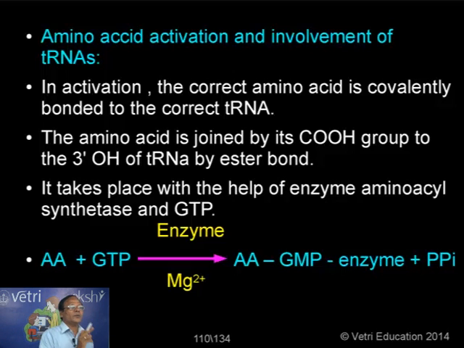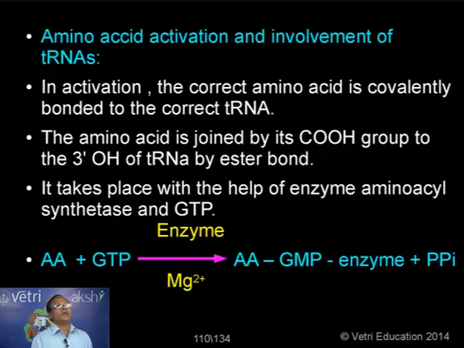Normally the amino acid is attached to the 3' carboxyl end. The amino acid is connected to the hydroxyl group present in the 3' end of the tRNA. So the amino acid is joined to the CCA end of the tRNA, where you have the hydroxyl group. That end is also called the 3' end or CCA end.